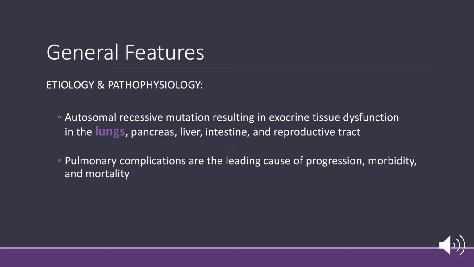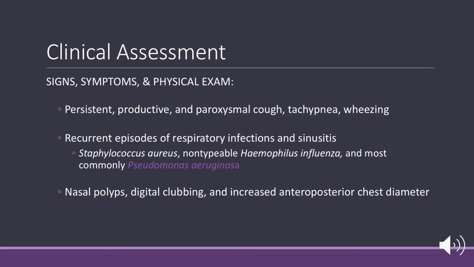Signs, symptoms, and physical exam. Typical onset of respiratory symptoms begin with a cough that becomes persistent, productive, and paroxysmal. As the disease progresses and airways become damaged due to chronic infections, they eventually collapse, and obstruction results with air trapping and wheezing. The most important clinical findings are difficulty breathing and symptoms due to frequent lung and sinus infections.